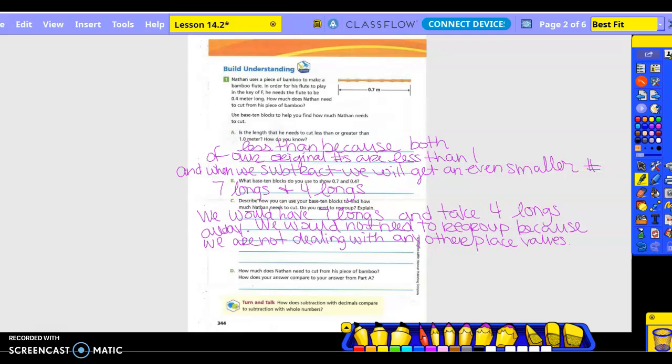Letter D, how much does Nathan need to cut from his piece of bamboo? How does your answer compare to your answer from part A? So basically, we're going to have to take 7 tenths minus 4 tenths, which equals 3 tenths meters.